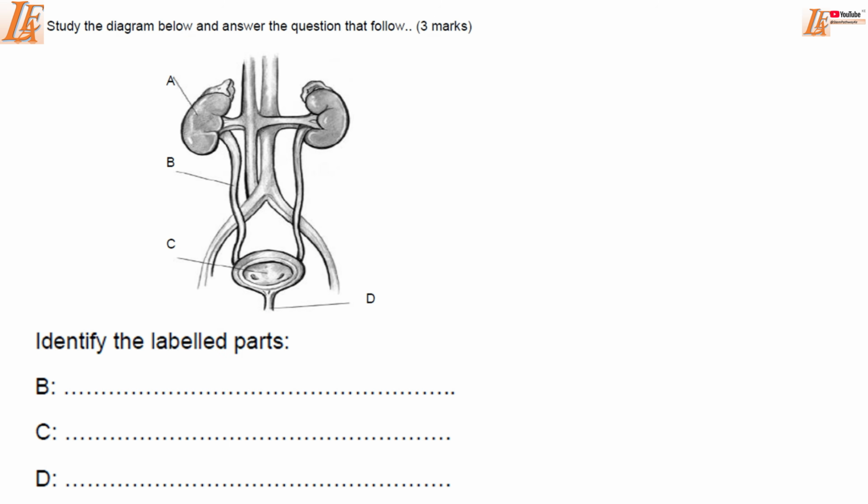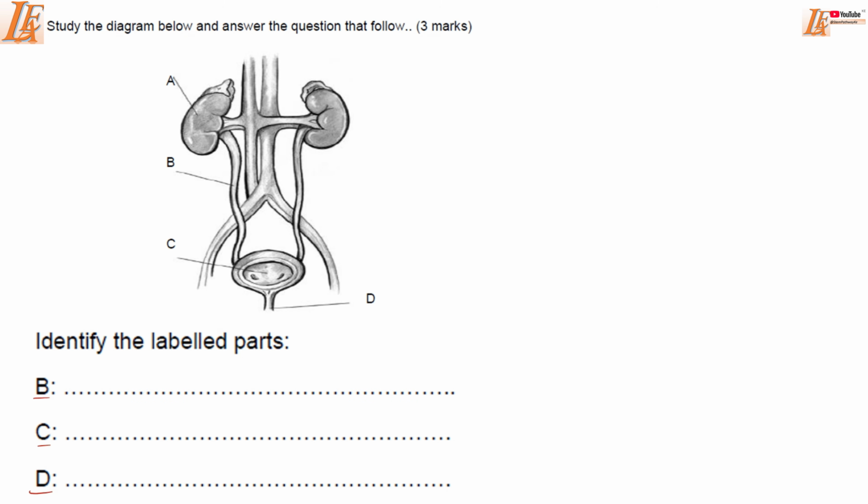Question 37. Study the diagram below and answer the questions that follow. So in this case, we have a diagram of a human excretory system, and it's labeled A, B, C, and D. And the question is, identify the parts labeled B, C, and D.